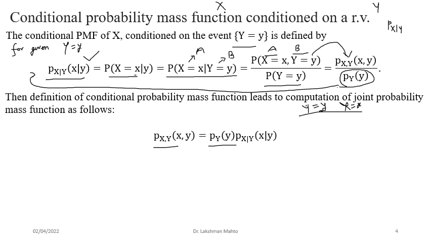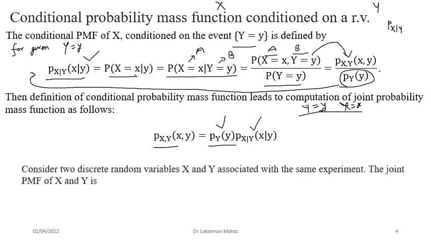So that's why we are writing it as an application of the multiplication rule, or chain rule, as we call it. So the joint probability we are computing this way. This one is easy to compute, and this one is also easy to compute. That's why we can easily compute the joint probability mass function of two random variables.